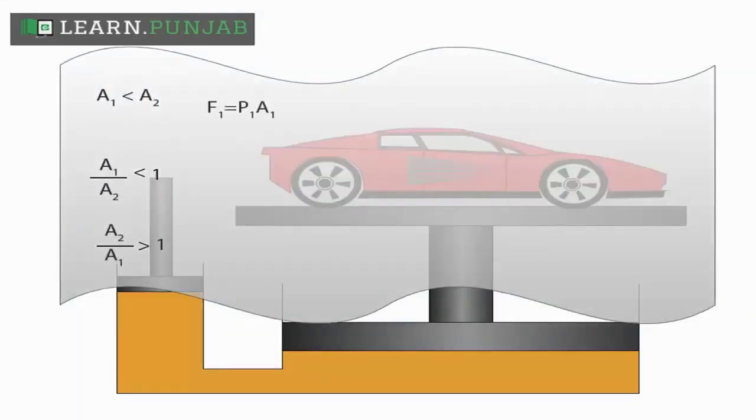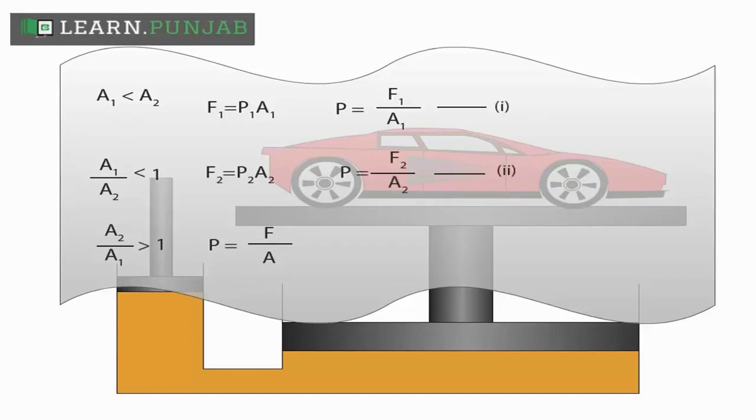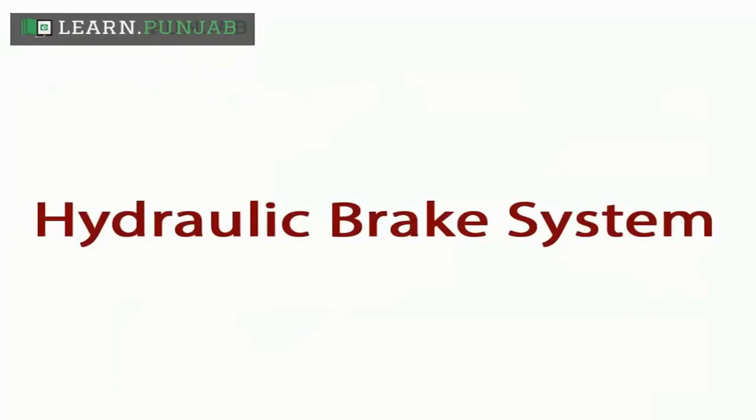Now if force F1 is applied to one piston, it will be shifted to the other piston and represented as F2. Pressure is equal to force per unit area, so P equals F1/A1 and P equals F2/A2. As pressure remains constant, this equation is formed: P equals F1/A1 equals F2/A2. Now if we want to calculate the value of F2, the equation will be F2 equals F1 times A2/A1.